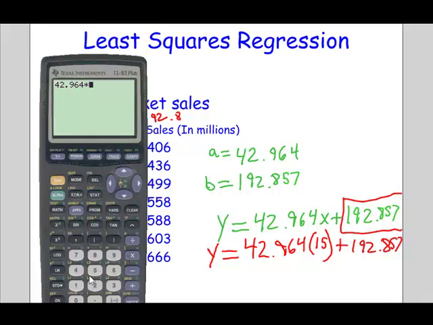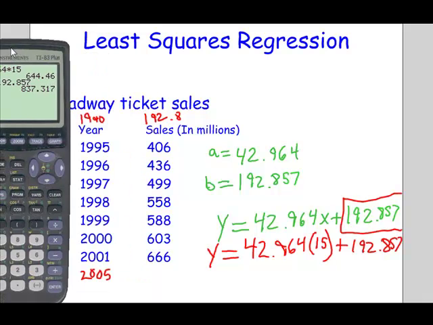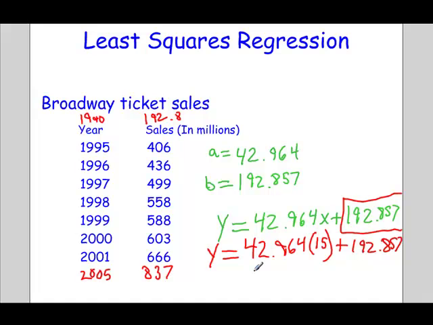42.964 times 15 plus 192.857. They predict there will be 837 basically sales in millions in 2005. Alright? Makes sense. Kind of cool. You're able to take information from the real world, match a line to it, the best fitting line, the least squares regression line, and then you can estimate points from the future.